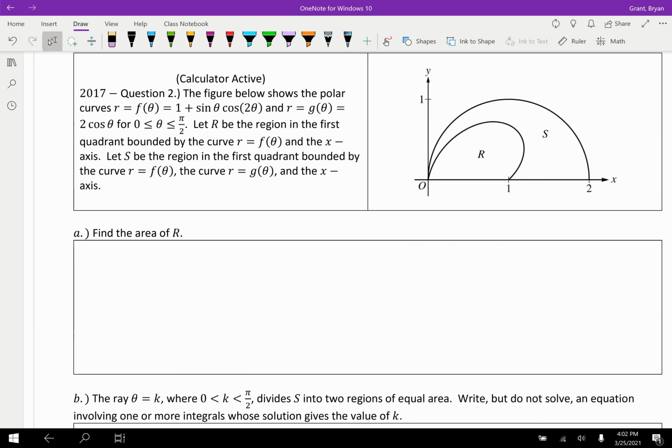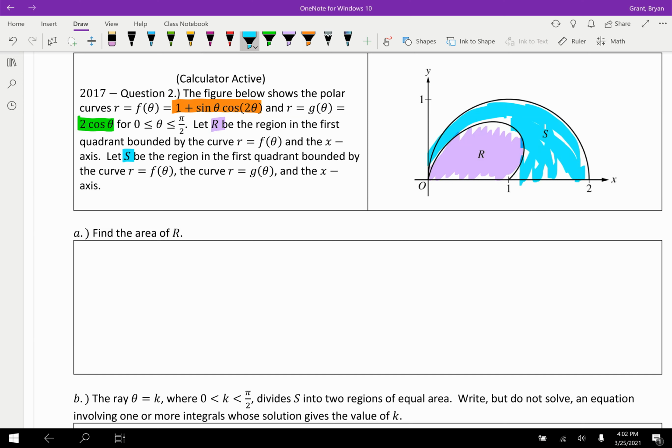Figure below shows that polar curve. This is calculator active. As before, I've already put these into my calculator just to speed up the time a bit. Let R be the region in the first quadrant bounded between the curve and the x-axis. So I'm going to do R in purple right here. And then S is the region bounded, so we'll do S in blue, between the two curves and the x-axis, right? All right, looking good. Cool. Find the area of R.